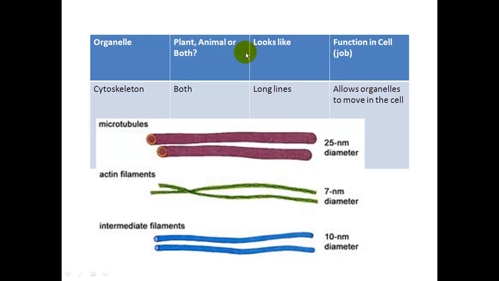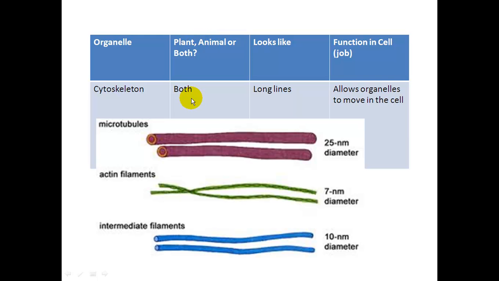Cytoskeleton is found in the cytoplasm, if you remember. The cytoplasm has a structure. You can have microtubules in there, actin filaments, or intermediate filaments, okay? The microtubules are hollow. The actin filaments are not hollow and they're bendy. And then you have intermediate filaments, which are tough and they don't bend. And so they just look like long lines.